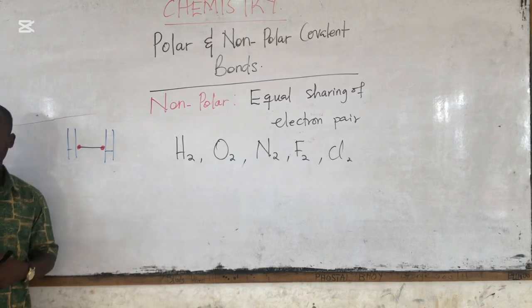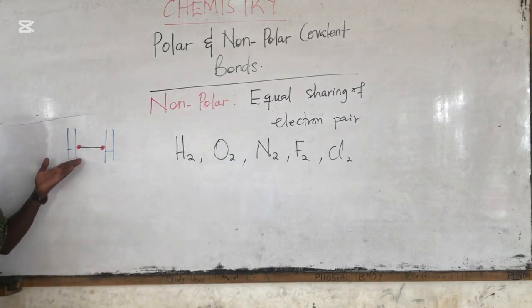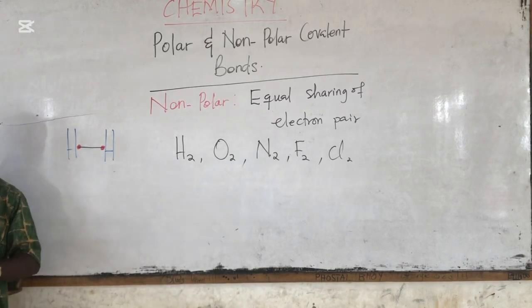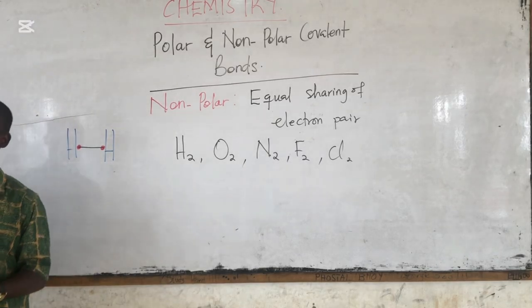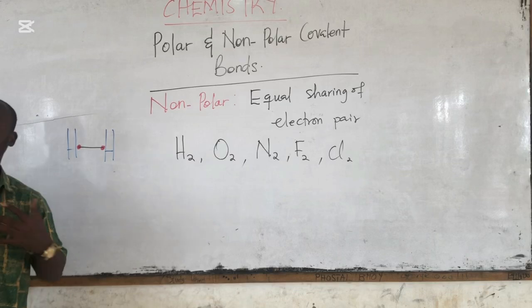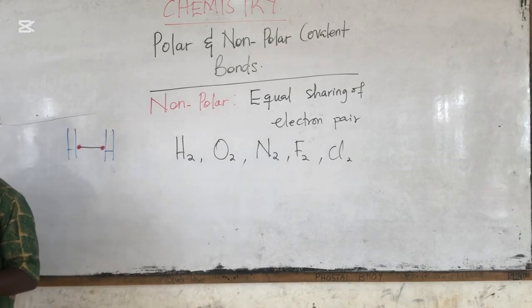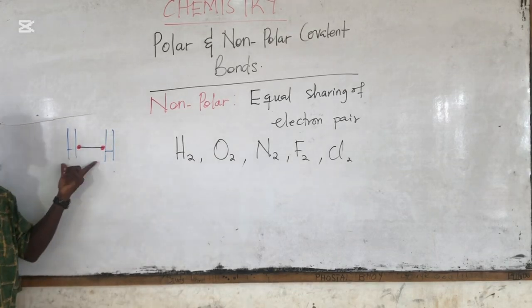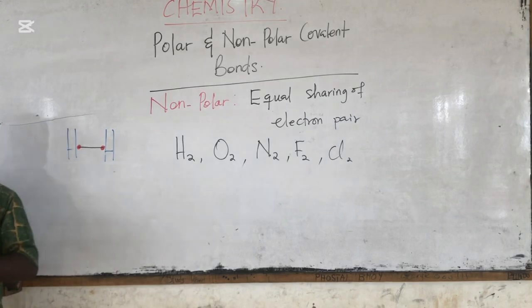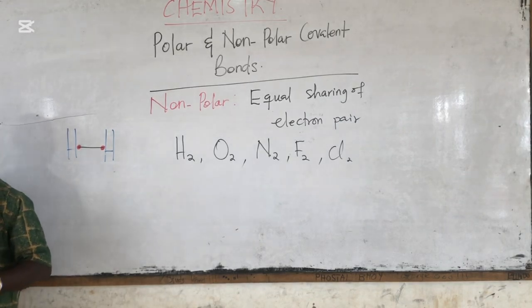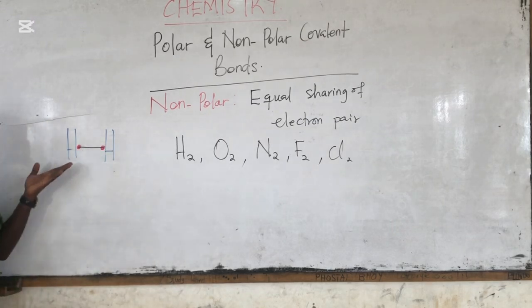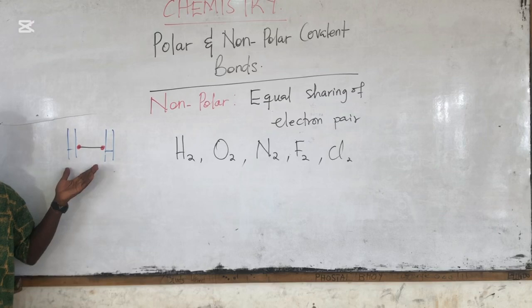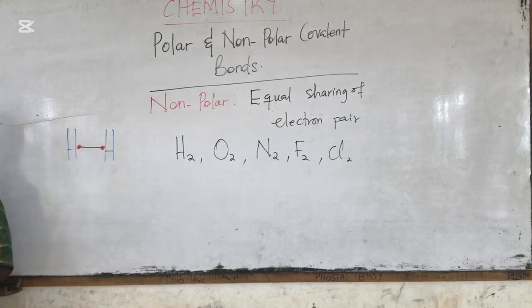Covalent bonding. Now, this hydrogen and this hydrogen, they are the same element and they have the same electronegativity. So based on that, there's no upper hand here. No one is stronger than the other. So it means that the electron pair that is being shared between the two atoms becomes equally shared. Is that okay? So this won't give rise to any unequal sharing here. They all have the same electronegativities.